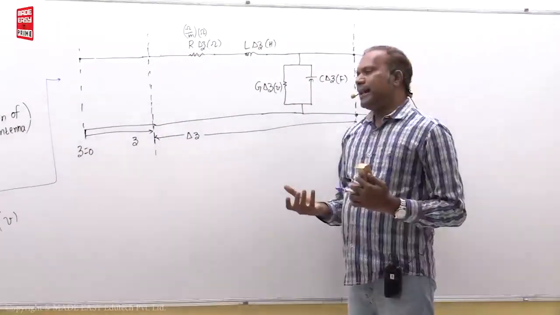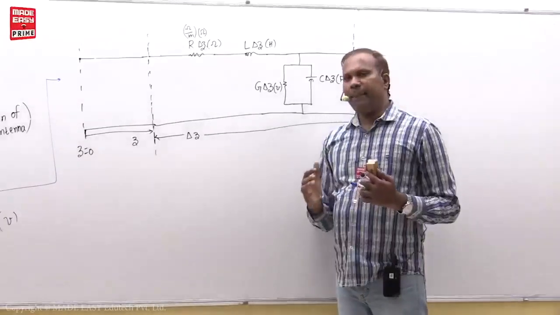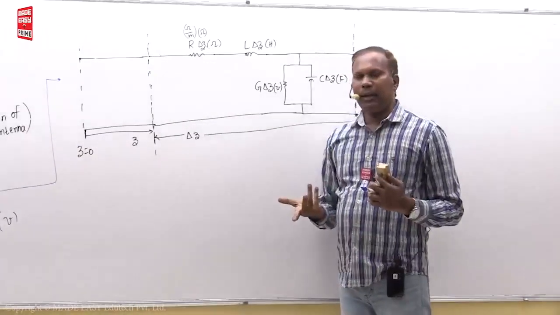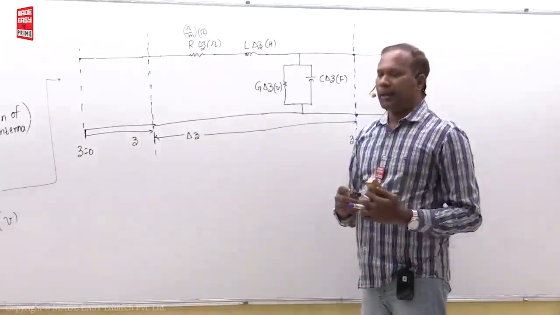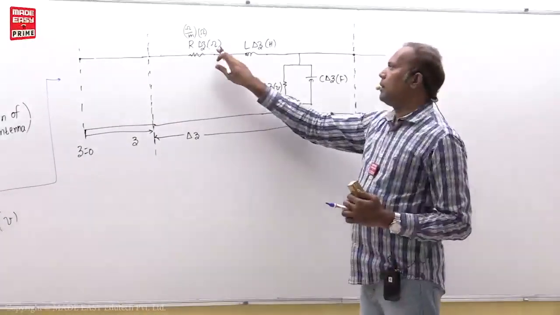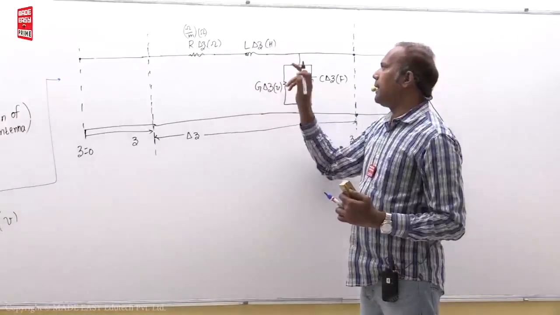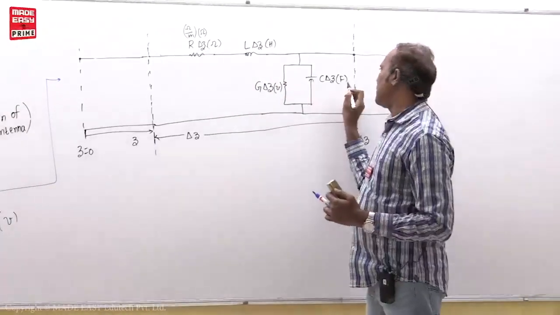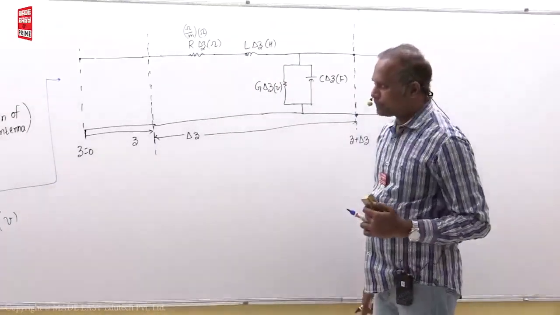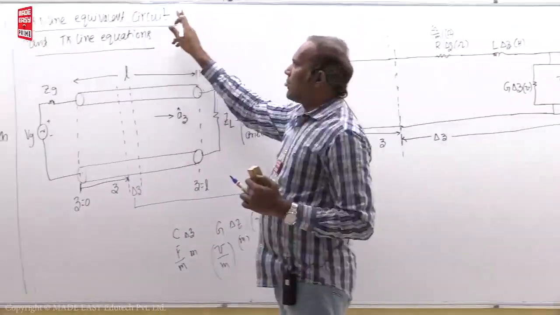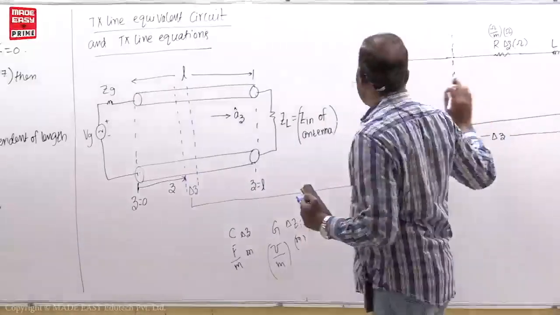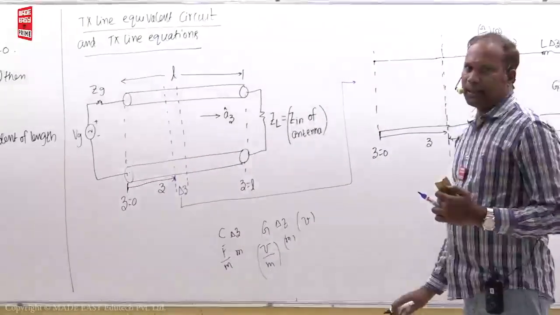I told you voltage and currents, no? Voltage and currents come in network theory. In network theory, you can't take distributed parameters. That is why again you have ohm, and this is Henry, and this is mho, this is farad. Okay, no problem. What is the heading actually? Transmission line equivalent circuit. So this is the equivalent circuit for delta Z distance.